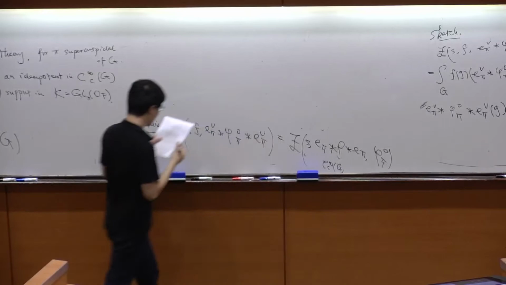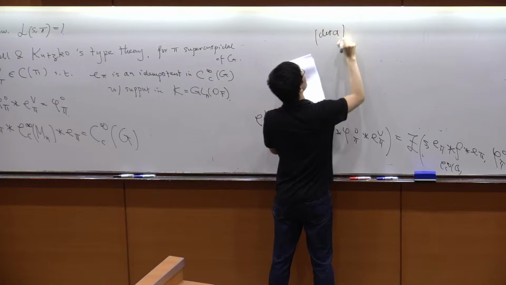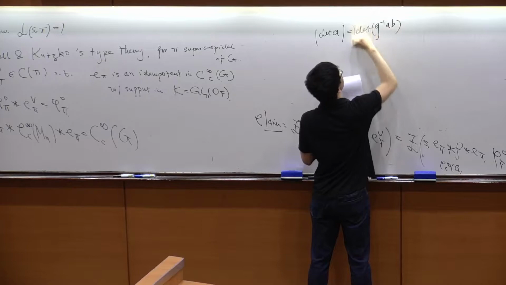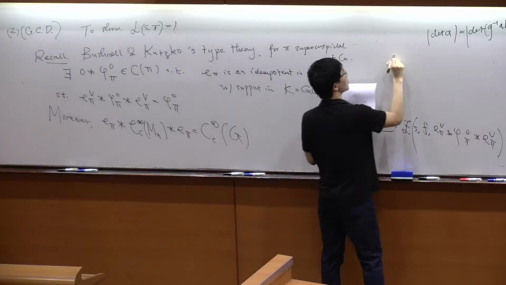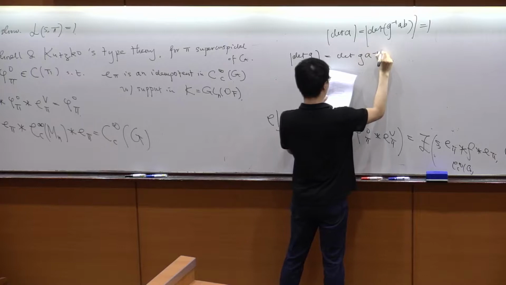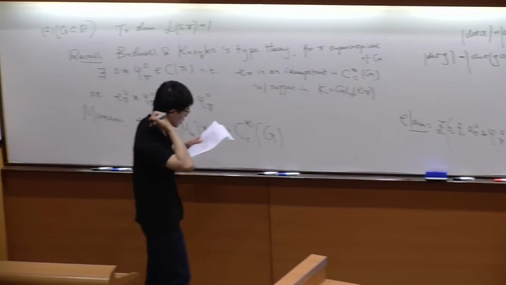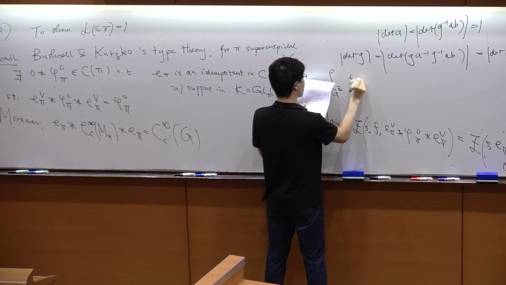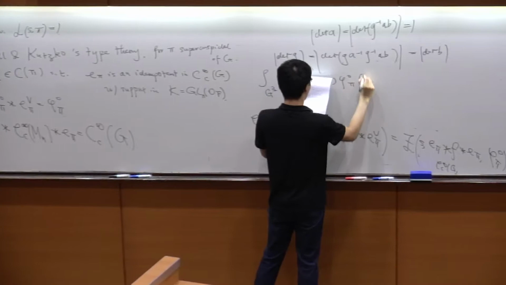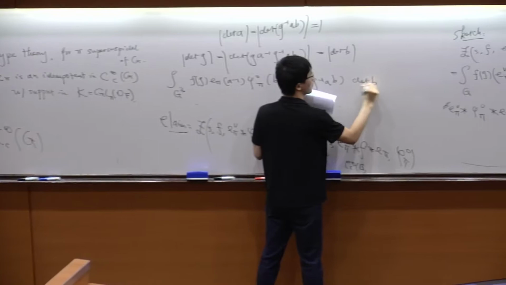In particular, we find that det A and det(g⁻¹ab) are always equal to 1 by the support of the idempotent. Therefore, det g is equal to det(g a⁻¹ g⁻¹ab), which is det b. So in particular, we can change the det g there to det b. So the zeta integral becomes three copies of G, and here's f(g), e_π(a⁻¹), φ₀^π(b), and e_π(g⁻¹ab), and here's |det b|^(s ± 1/2).